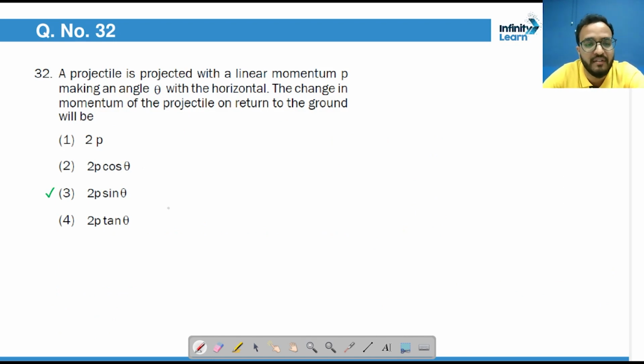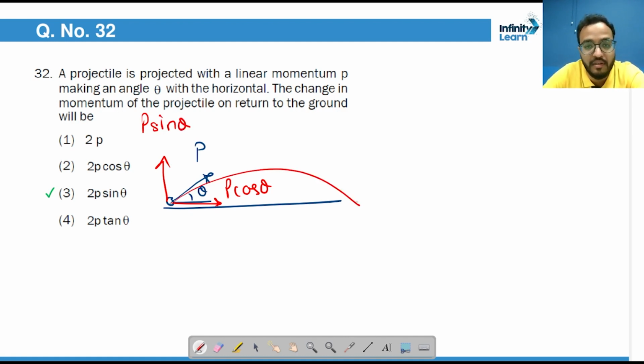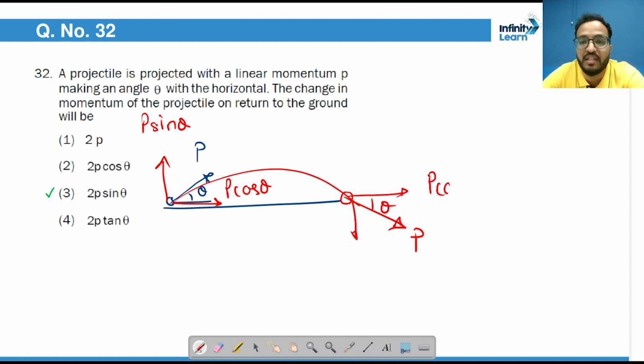It's very simple and a very common question. If you are launching it with P at angle theta, it will have two components. One will be P cos theta and another one will be P sin theta upwards. Once it lands on the ground, the momentum will remain the same magnitude wise and the angle will also remain the same. So this will be P cos theta and this will be minus P sin theta because it is downwards.